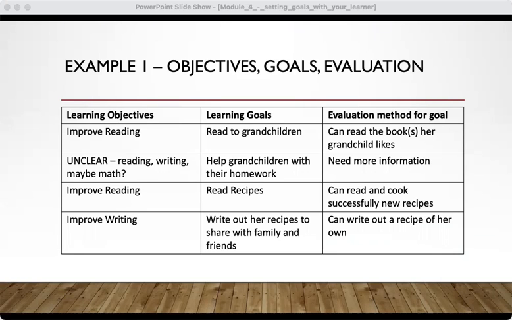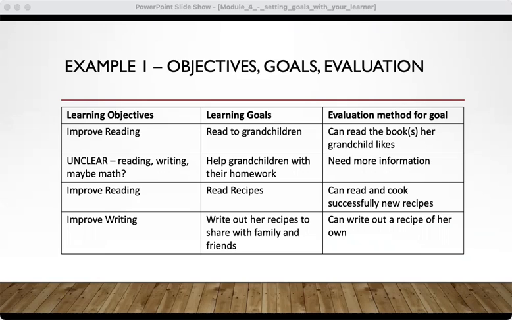Learning objective: this is unclear. Reading, writing, maybe math. The goal was help grandchildren with their homework. So we're going to need some more information. The read recipes. Well, to do that, she's going to have to improve her reading and her vocabulary, probably. The evaluation method. Well, can she read and cook successfully new recipes?